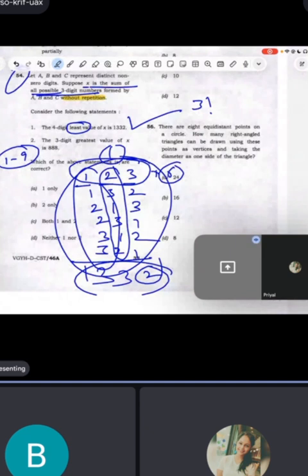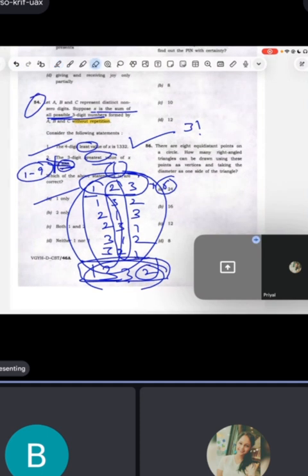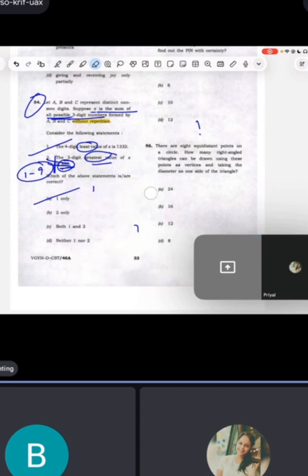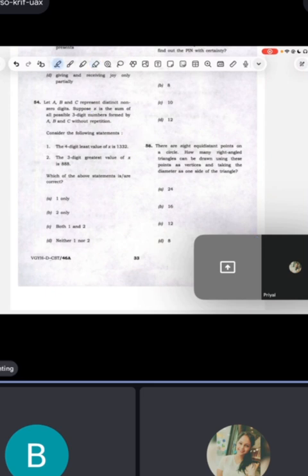First statement is right. Now, the three-digit greatest value of X is 888. Guys, if this number is the least, how can the greatest value be 888? It means this is wrong, common sense. Because if the least is 1332, then how can the greatest be triple eight? Common sense. So the second is wrong, the first is right. So guys, always understand the concept in number system. I told you I will teach number system separately. Bhagya, have you understood? Yes, Manish.